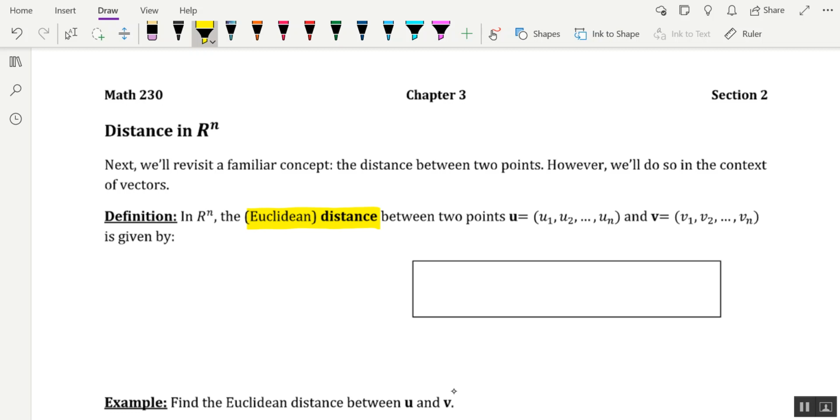Okay, so when we see u equals u1 through un, not only would those be the components of u, but it's also the coordinates of the terminal point of the vector u, and a similar line of logic for the vector v.